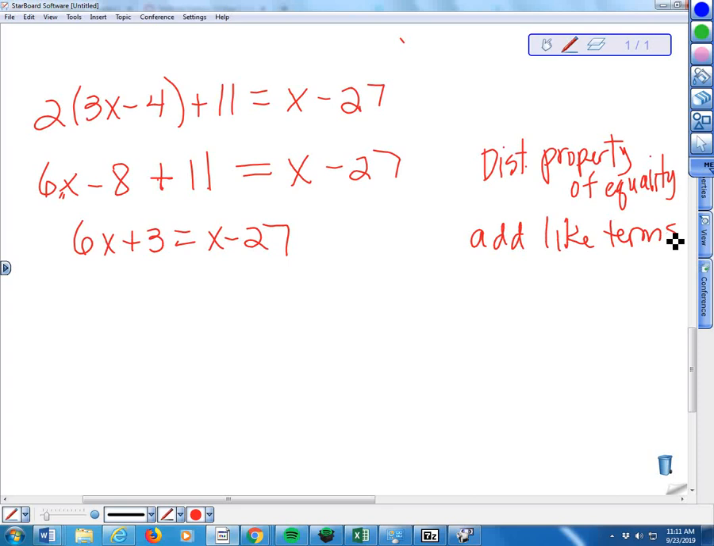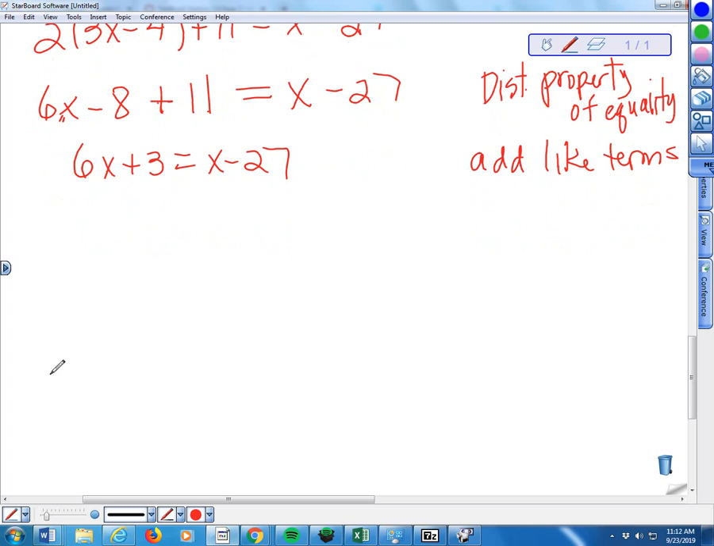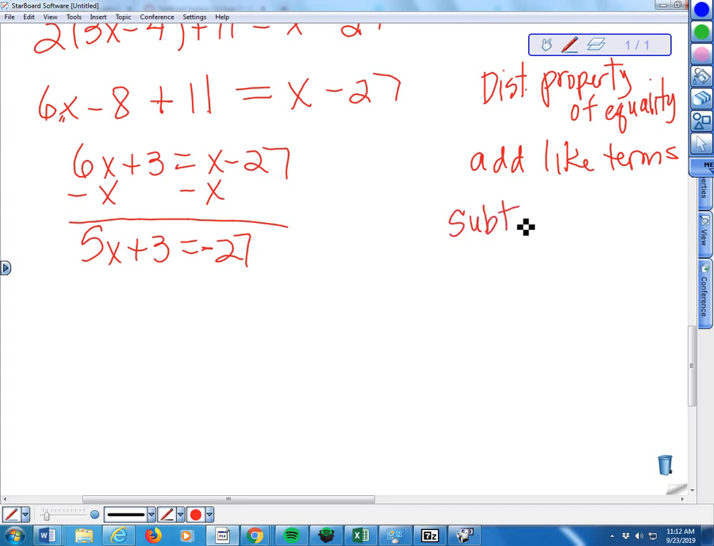Oh my god. That's going to be my favorite thing ever. Okay, now what? You can either subtract the 6x or add the 27. Which one do you want to do? Let's subtract the x. Minus 3. Okay? So what allowed me to do that? The subtraction property of equality. And I'm going to say property of equality.